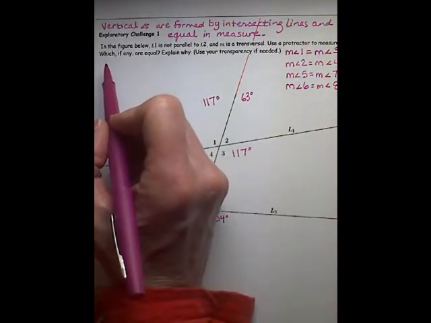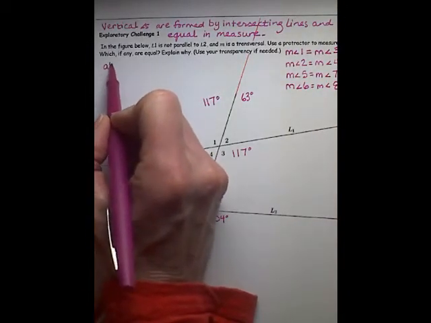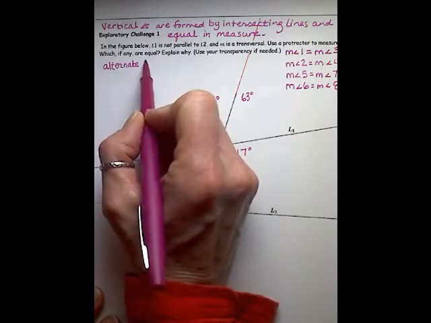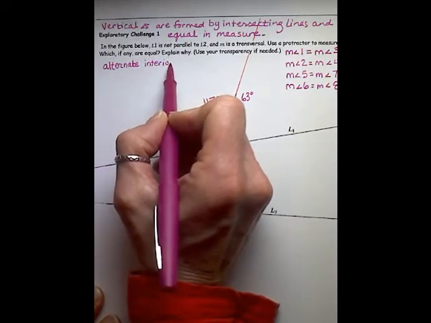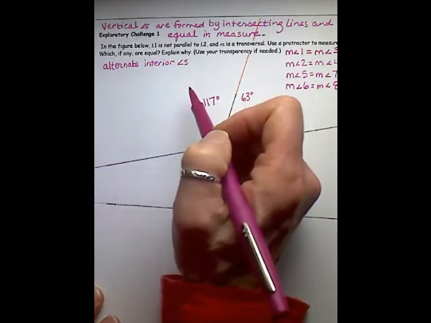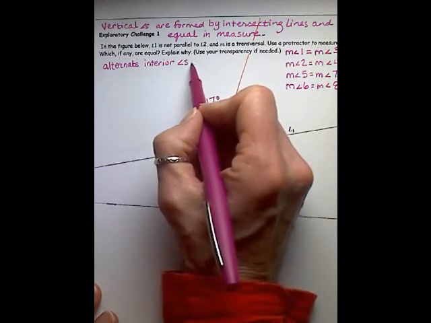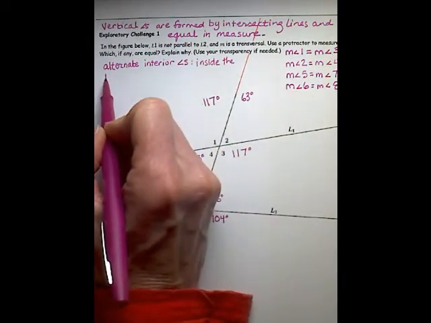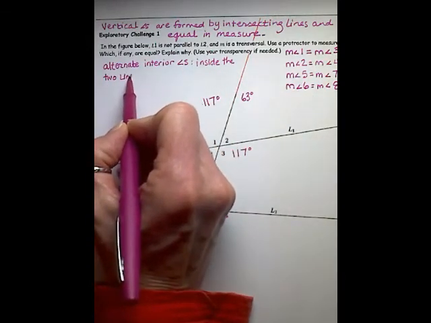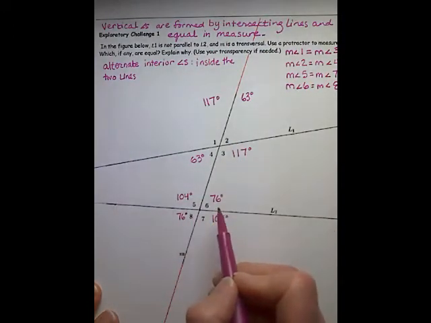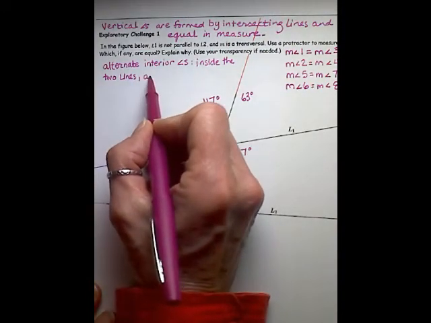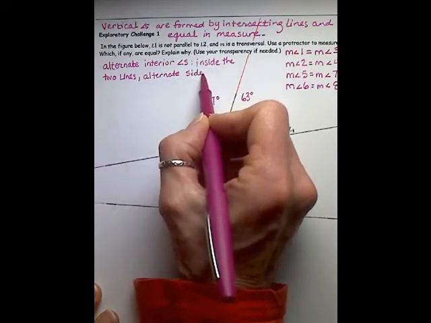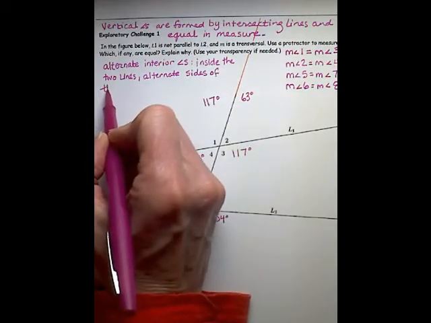So let's take a look at another set of angles. Let's talk about alternate interior pairs. Add this to your notes. Alternate interior angles. These are angles that are inside the two lines, line 1 and line 2, and they alternate sides of the transversal.